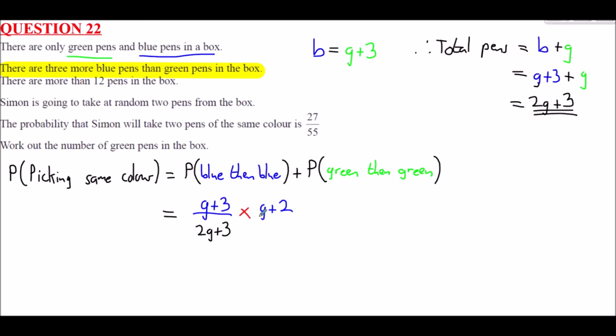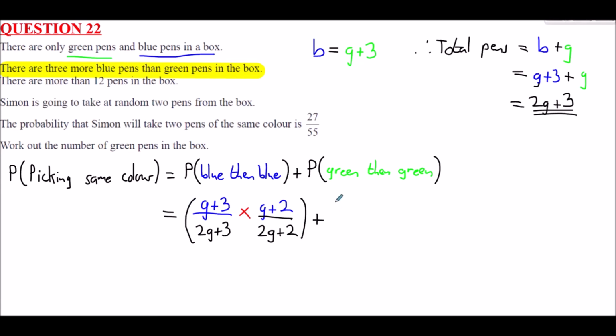And that'll all be over the total number of pens now. It's not saying the pen's been replaced. So if it were 2G plus 3 to begin with, there'll now be only 2G plus 2 total pens left. So that's the probability of picking a blue, then a blue.